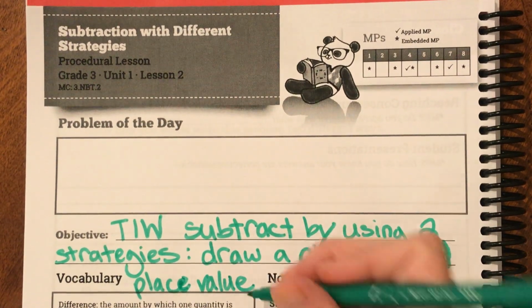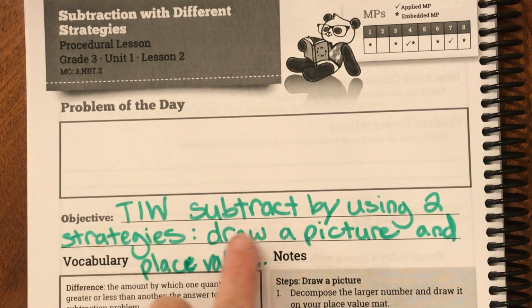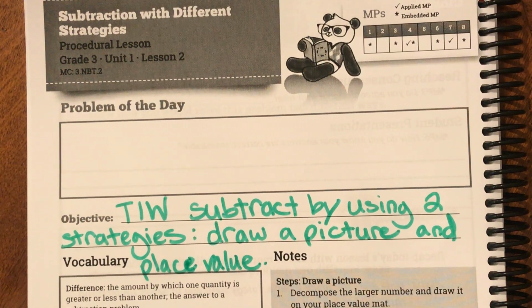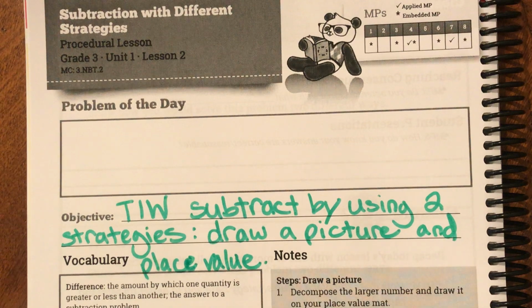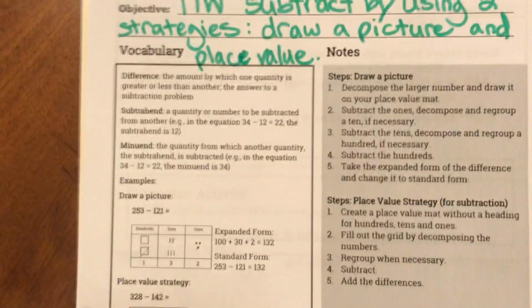Okay, so let's read our objective again. So our goal today is, today I will subtract by using two different strategies. So we're going to learn two strategies, and then you can use the strategy that works best for you. And our strategies are, one, we're going to draw a picture, and the other one is going to be the place value strategy. So let's look at some vocabulary before we get started.